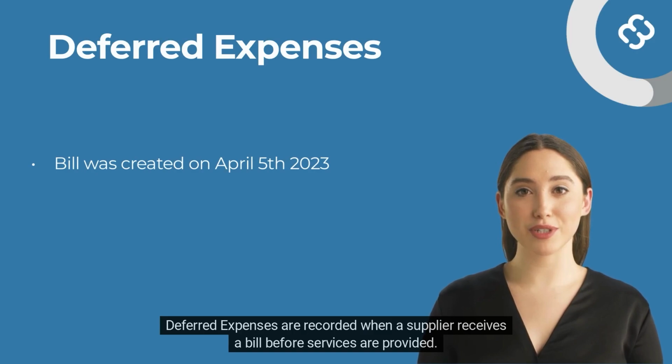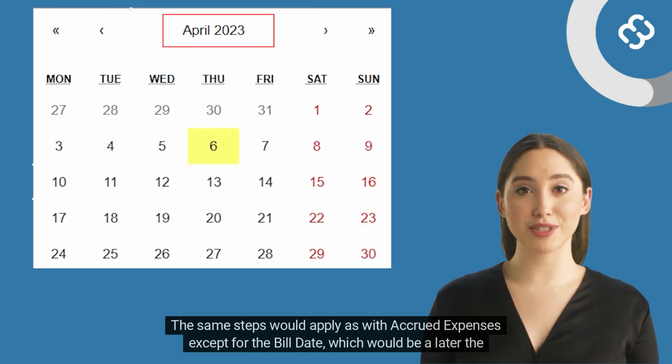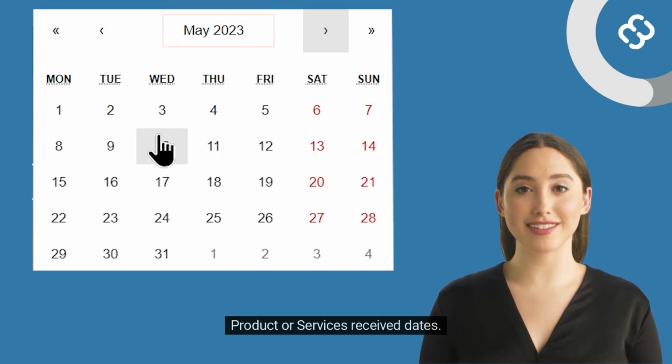Next we have deferred expenses. Deferred expenses are recorded when a supplier issues a bill before services are provided. The same steps would apply as with accrued expenses, except for the bill date, which would be later than the product or services received dates.